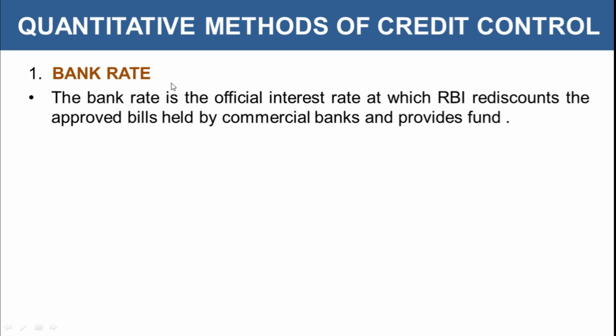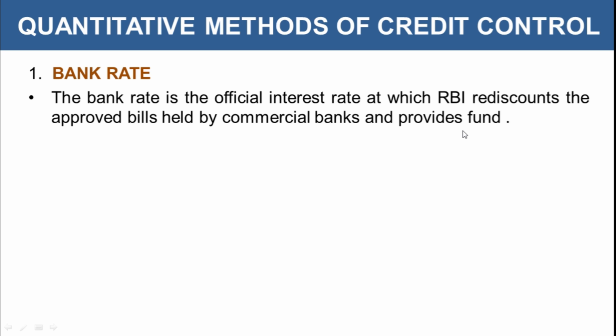So first is bank rate. Now the bank rate is the official interest rate at which RBI rediscounts the approved bills held by commercial banks and provides funds. So whenever commercial banks are in need of funds, they go to RBI, they borrow funds from there by rediscounting the bills which they are holding, and thus RBI provides funds to the commercial banks.